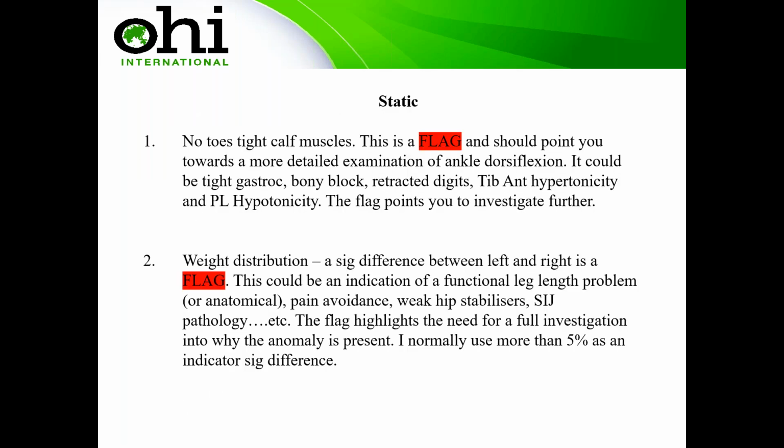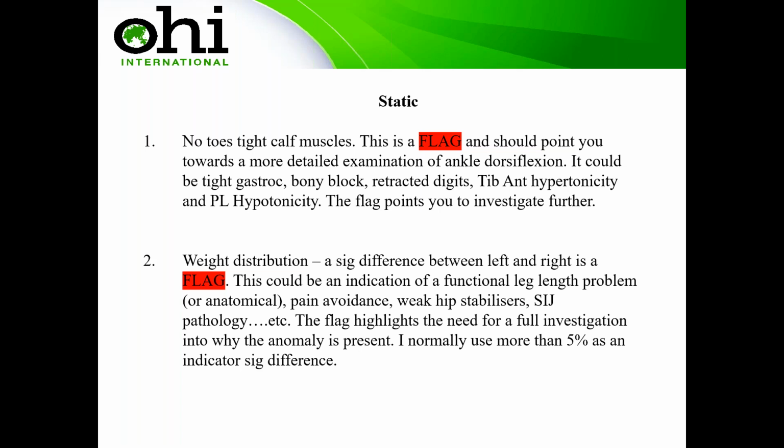So when we look at a static assessment, no toes means tight calves. That sounds like a very simplistic term, but it's a flag. When we look at a GaitScan that has no toes on it during the static scan, we should look at that as a flag. Now again, we're talking about flags. So when we see a flag, it means we need to have a more detailed examination.